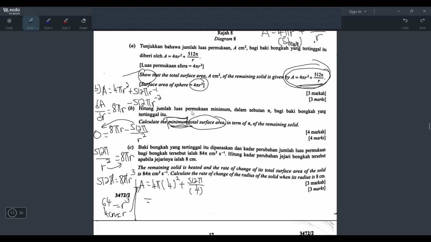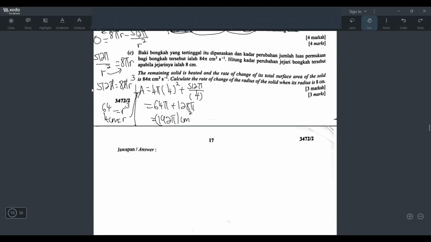Okay, don't press pi, because they say in terms of pi, right? So the pi, just leave it. So 4 square is 16. 16 times 4, 64 pi. 512 divide 4 is 128. So this is 128 pi. And what is 128 pi plus 64 pi? 128 plus 64, 192. So the answer is 192 pi. The pi you don't need to press, because the question wants it in terms of pi. And this one is surface area, right? So write cm square, in brackets. Okay, done. That's how you do it. Okay, let's do question C.